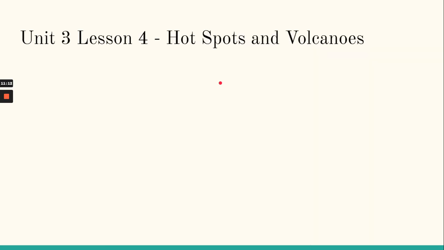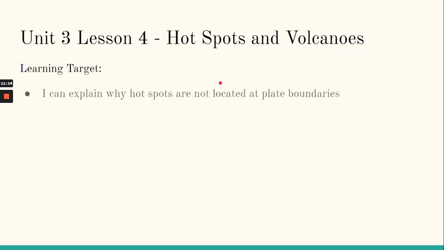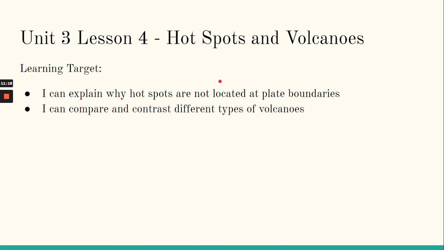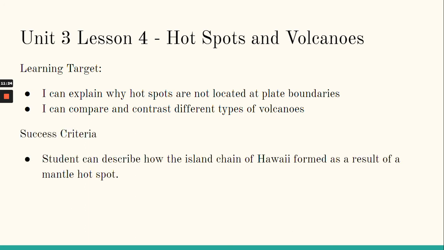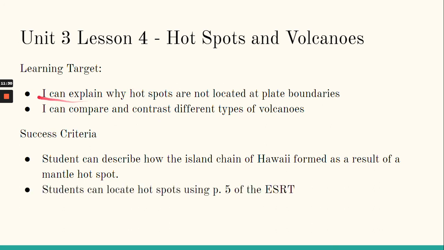Okay, so that's the end of this lesson. Our learning target was I can explain why hotspots are not located at plate boundaries. I can compare and contrast different types of volcanoes. Our success criteria: Students can describe how the island chain of Hawaii formed as a result of a mantle hotspot. And students can locate hotspots using page 5 of the Earth Science Reference Table.